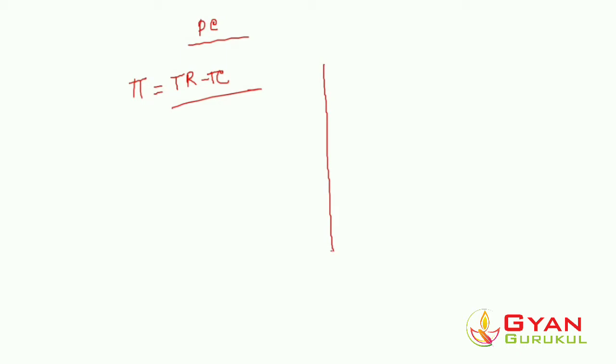So this is our y-axis and this is our x-axis. Now here we are writing total revenue and total cost, and here the output. Output I am denoting as Q.